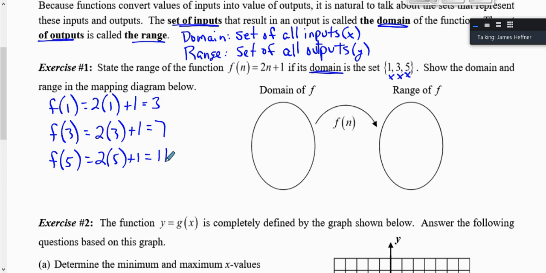So let's list our domain in this first oval here. So our domain was what? 1, 3, and 5. And that results in a range in this case of what? 3, 7, and 11. They correspond with one another. So that's one simple way to list our domain and range. We won't do it that way too often. I'm going to give you something called set builder notation.